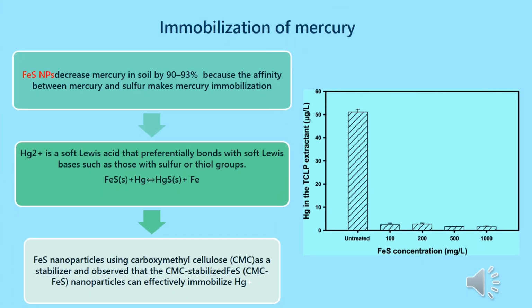Another study demonstrated the immobilization of mercury in soil. It can be seen from the graph that by using carboxymethyl cellulose stabilized FeS, the concentration of mercury decreases in the soil sample by up to 90% because of the great affinity between mercury and the sulfur group, which can effectively immobilize mercury in the treated soil samples.